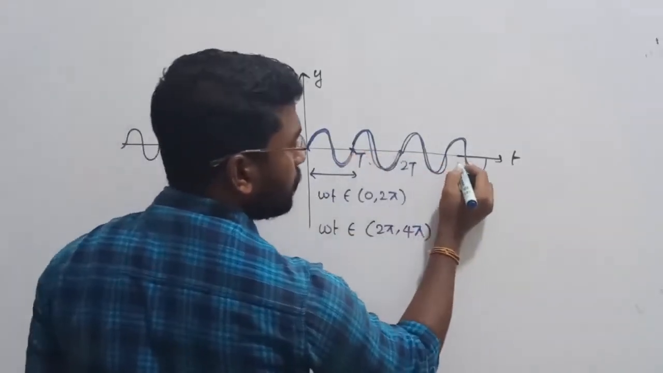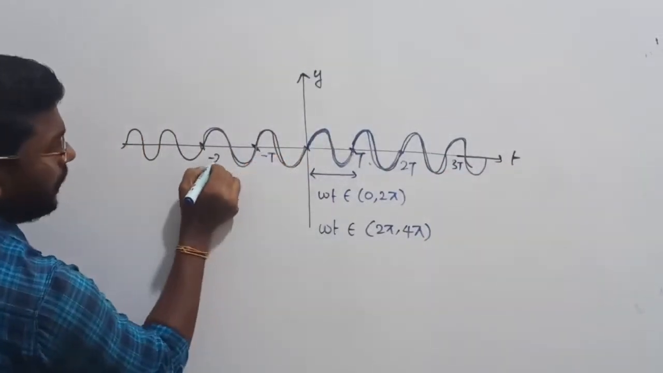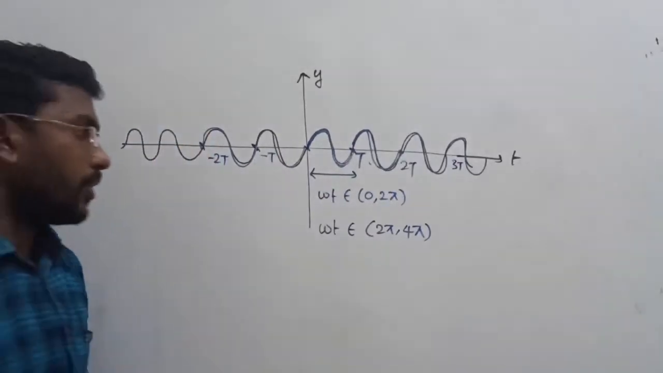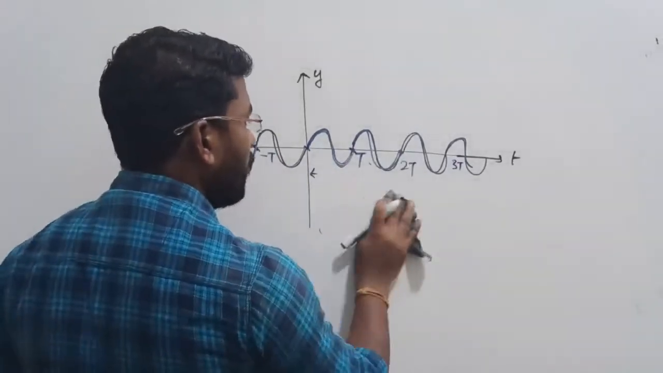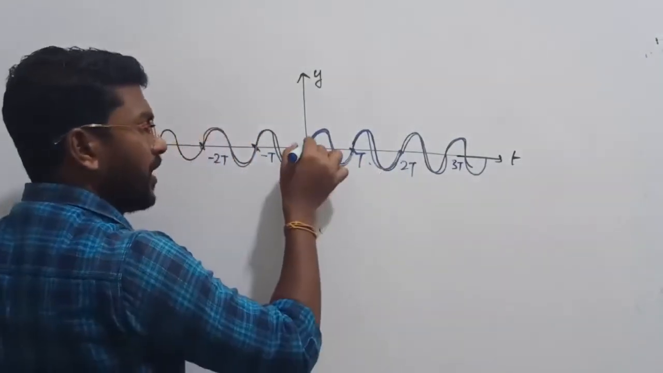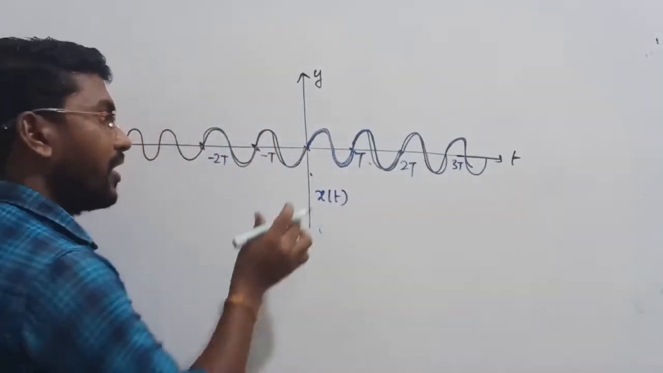2T, 3T and so on. Similarly on the left side minus T, minus 2T, minus 3T and so on. If the signal, நீங்க carefully observe பண்ணி பாருங்க, what we are trying to understand from here, if I carefully observe, the signal can be written as, for example, let me write the first signal, let me call it as x of t. First signal alone I am calling it as x of t.